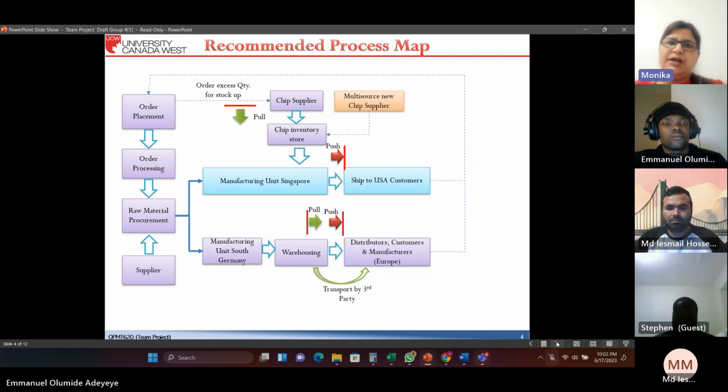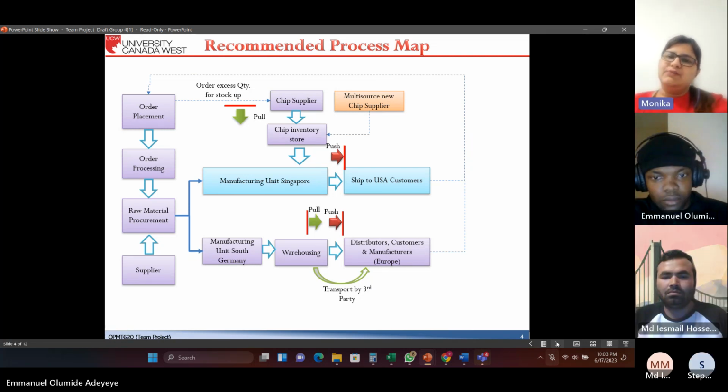So this is our recommended chart. In this chart, as you can see, we forecast the order and place the order according to that, and with the same process the supplier provides the raw material and it goes to two units as before, the manufacturing unit of Singapore and the other one in South Germany. From South Germany it goes to the warehouse, and the other one goes to the distributors and the customers, and this is called the pull and push process here.